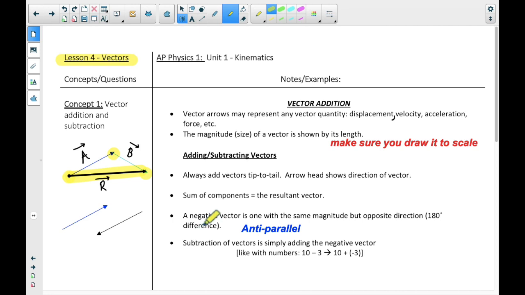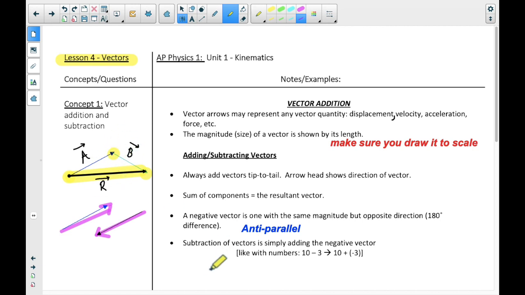A negative vector, sometimes we have negative vectors, is one with the same magnitude but opposite direction. It is a 180-degree difference. So for instance, anti-parallel. If you've ever heard that word before, that's what this is talking about. So here I have two examples. Let's say that vector, that's a really bad line, and this vector, they are anti-parallel because they are parallel to each other, but one's going this way, the other one's going that way, and so that causes them to be anti-parallel or negative vectors.